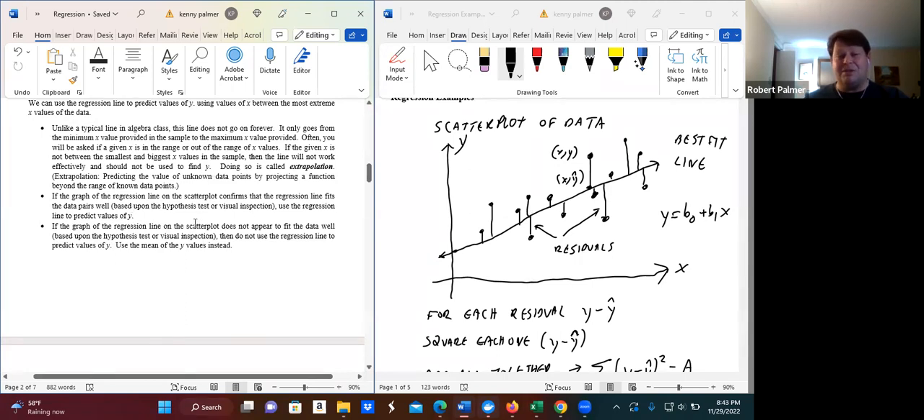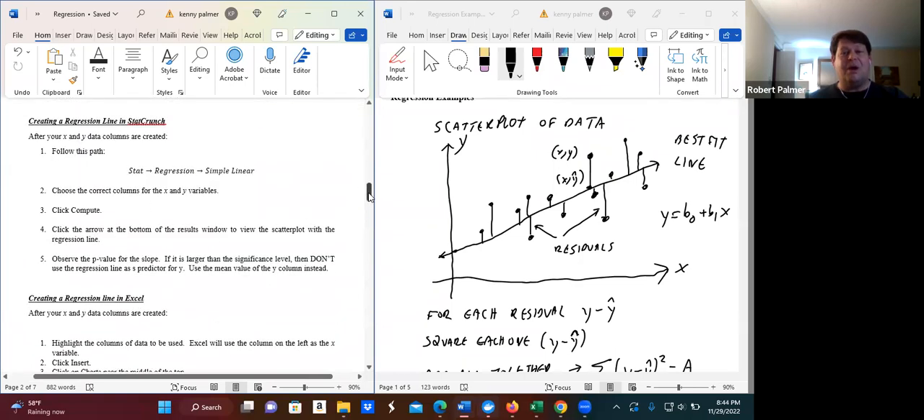If that's not the case, if the data doesn't appear to fit on a line, or if we do a hypothesis test for correlation and there's not enough evidence to support the claim of correlation, we don't use the regression line. We actually use the mean of the y values instead. And we'll see an example like that here in a moment.